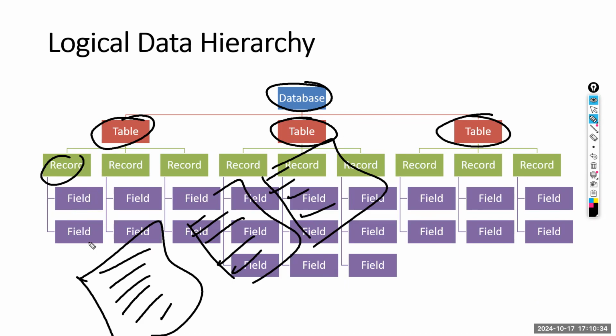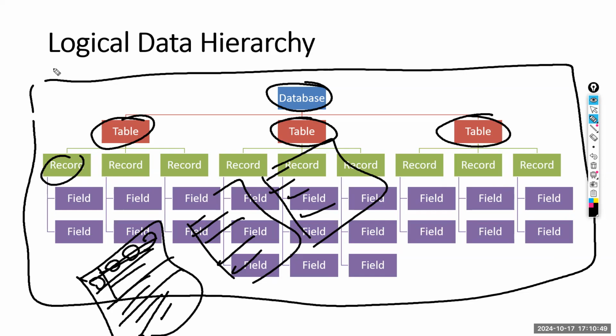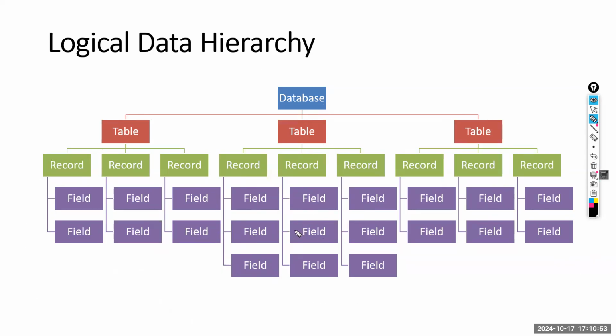And each record has a set of fields, maybe for a student record: student ID, student name, contact number, email. So this is how, as a logic, you look at the database. This is what we are really interested in: the logical or conceptual layer. This is how your database management system exposes the database to you as a database designer, software developer.